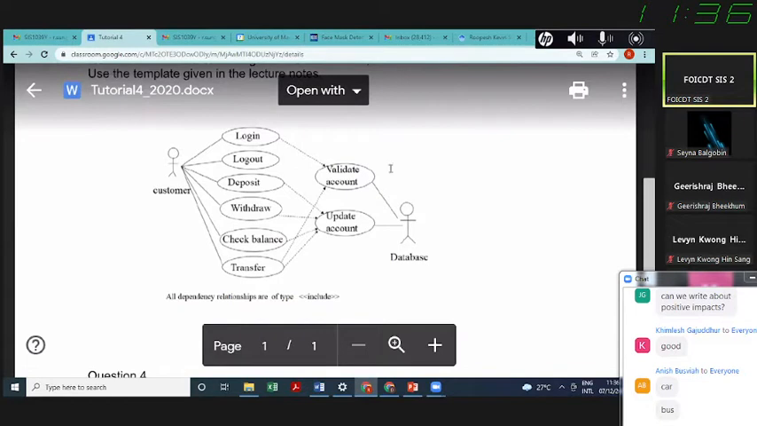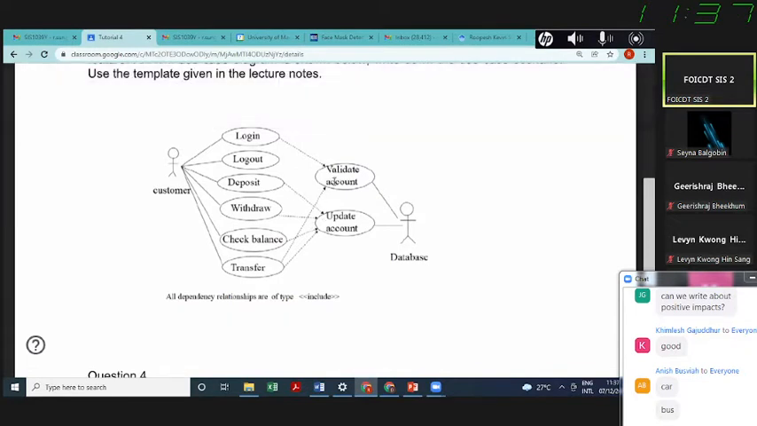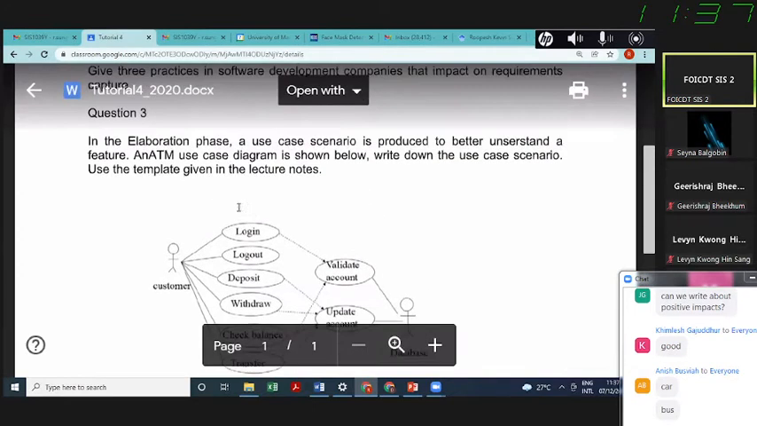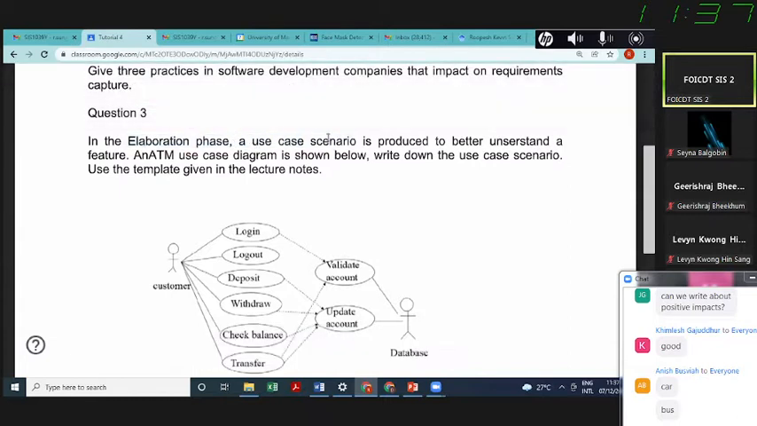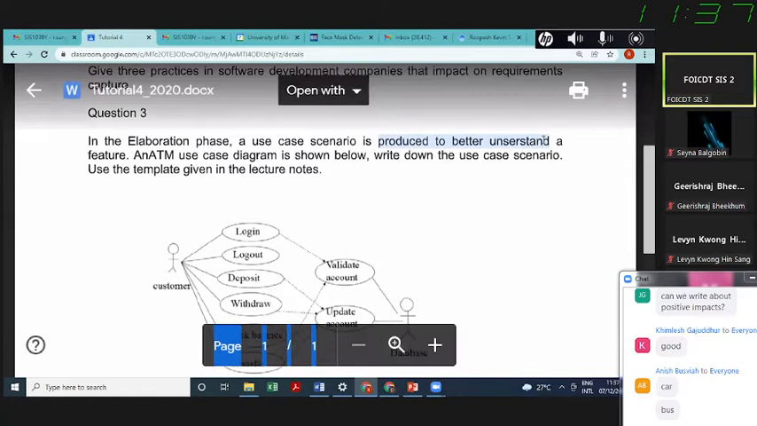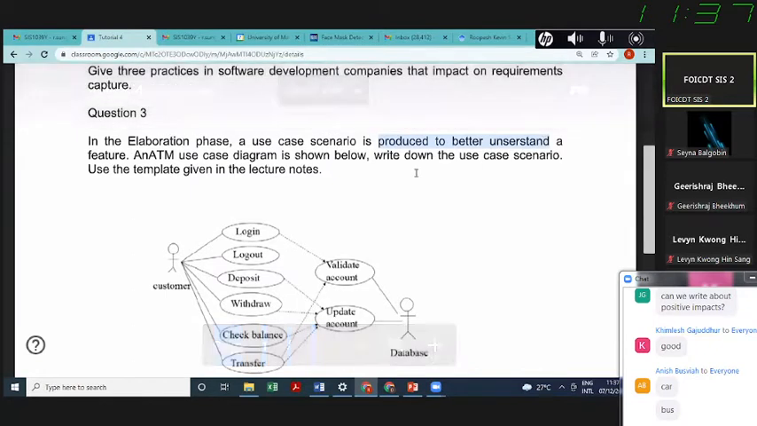So this is basically what's depicted here when you have these kinds of arrows. You're showing some kind of further interaction that you're going to have. And this is where also you have the word include. So let's have a look at this. In the elaboration phase, the use case scenario, we've seen what a use case scenario is, is produced to better understand a feature.